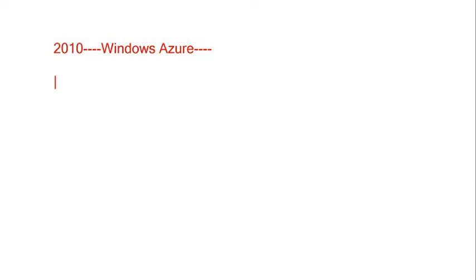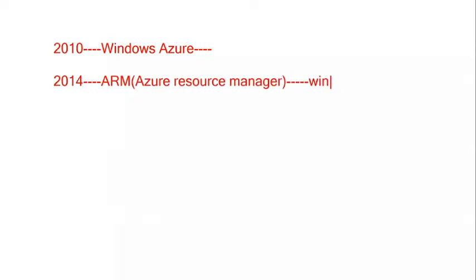Later, in the year 2014, they introduced a new deployment model called ARM, which means Azure Resource Manager. And they renamed Windows Azure as Microsoft Azure.